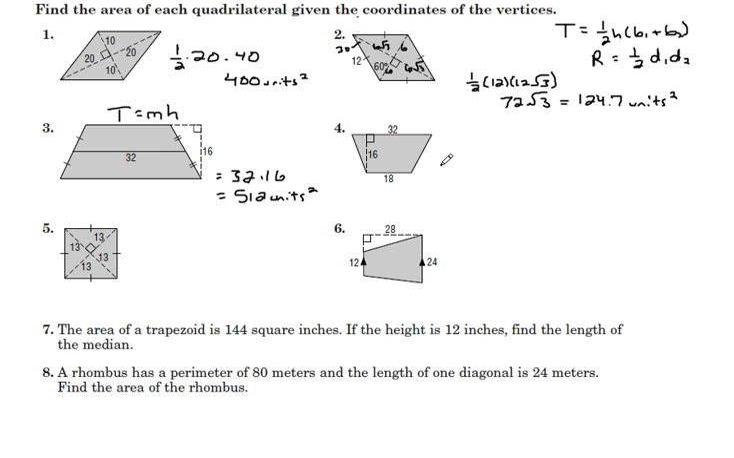Number 4, more traditional trapezoid in the sense, we'll just plug in the formula, 1/2 the height, which is 16, times base 1 plus base 2. This comes out to 400 square units.